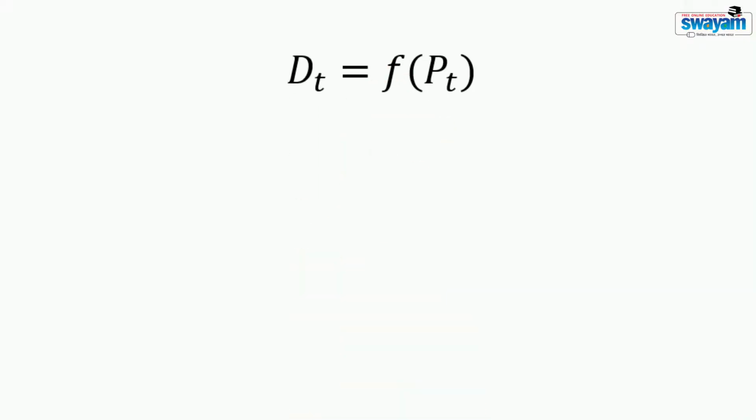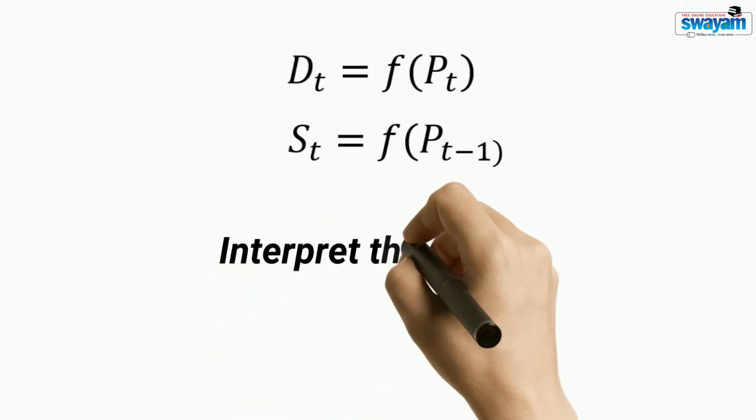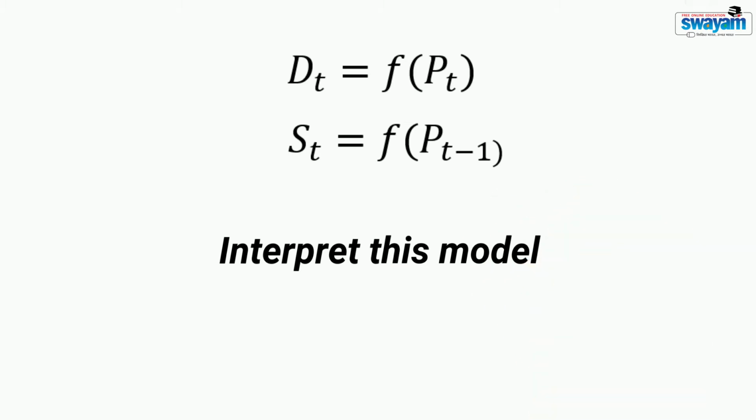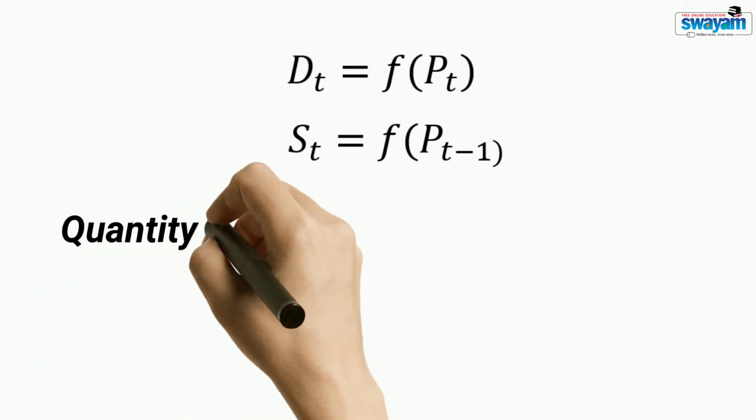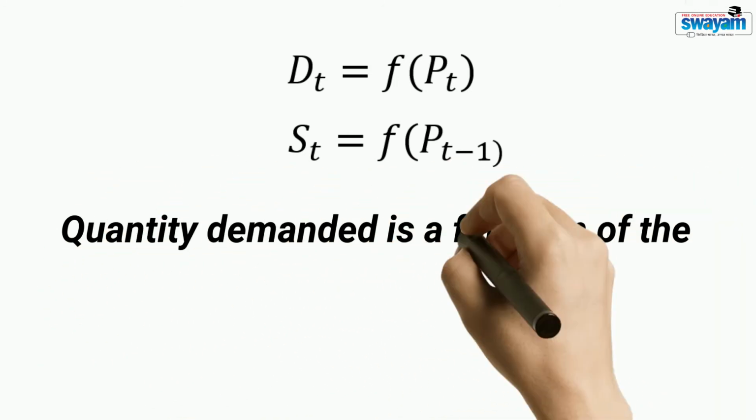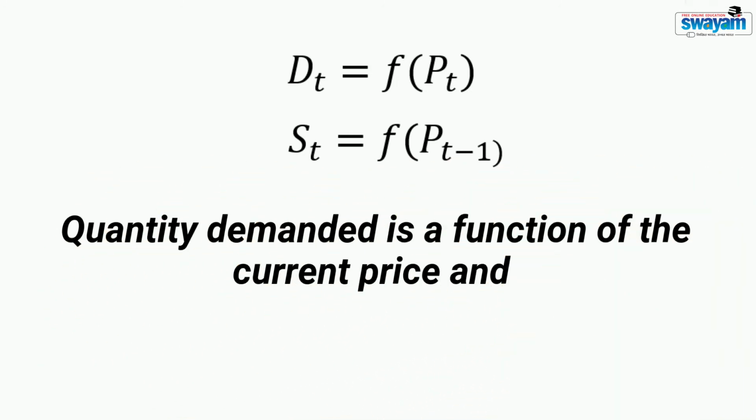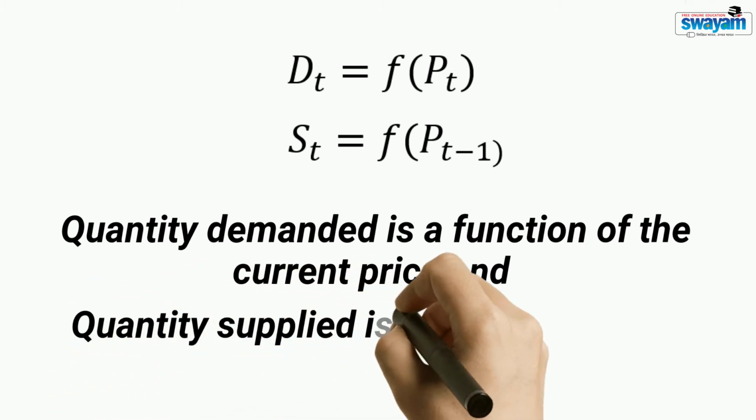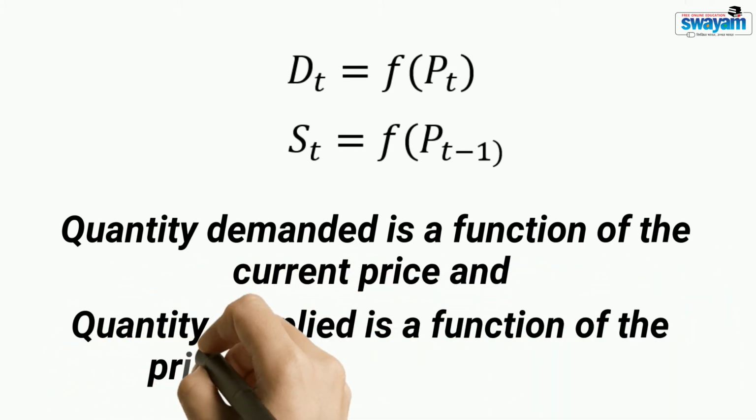Consider this agricultural market model. D is the demand, S is the supply, P is the price, and t is the time period. Can you interpret this model? This model may be interpreted as the quantity demanded is a function of the current price and quantity supplied is a function of the price in the previous period.